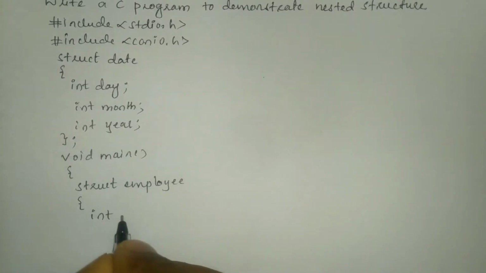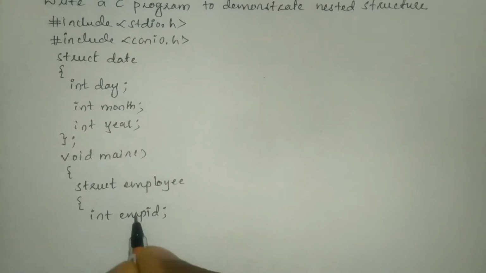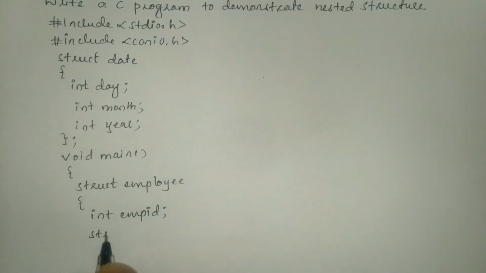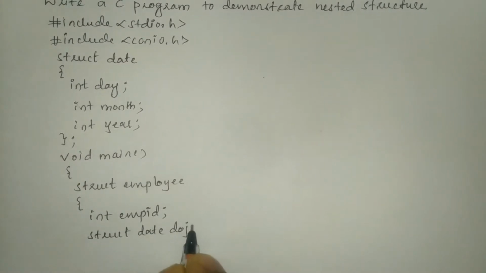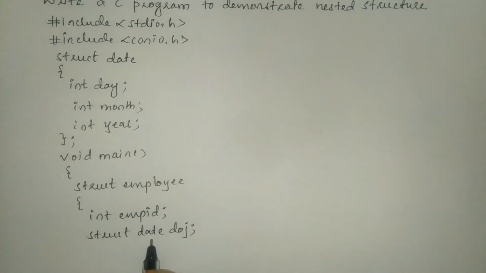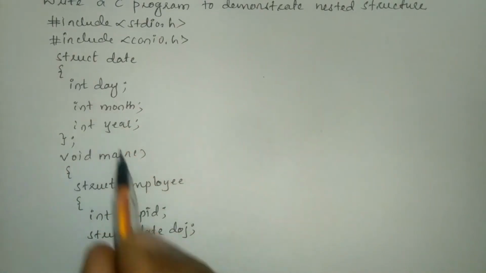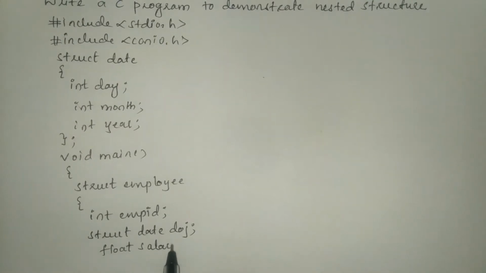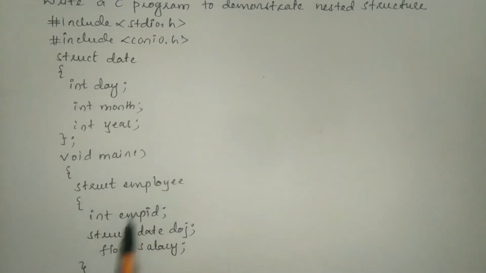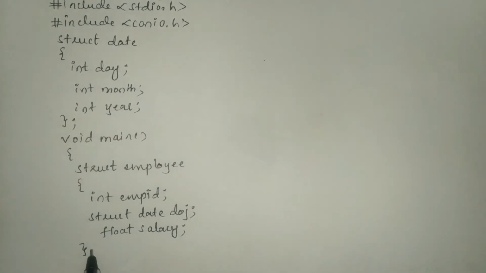Here I'm going to write int emp id, that is employee id. Next I'm going to write struct date and date of joining. So here date of joining is a variable of type struct date. So struct date is one more structure definition. Now we are going to declare one more variable of type float called salary and put semicolon, curly closing brace, and we are going to create the object of this structure definition type. So here I'm going to write E and put semicolon.